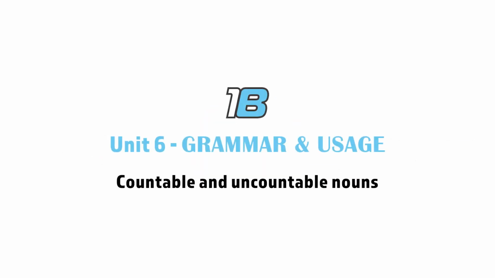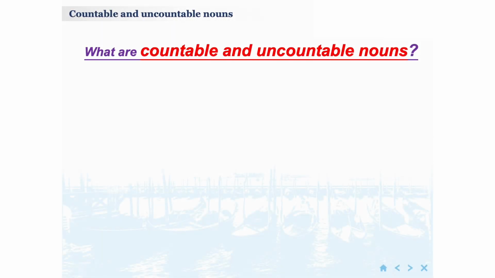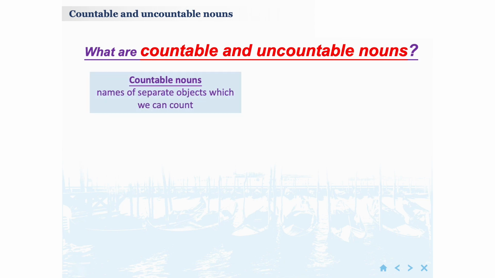In this video, we will be learning about countable and uncountable nouns. What are countable and uncountable nouns? Let's start with countable nouns first. Countable nouns are the names of separate objects which we can count.